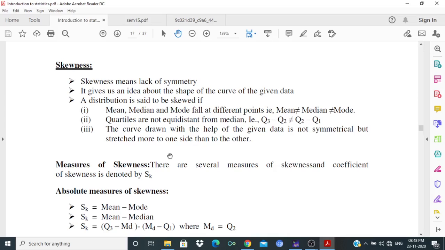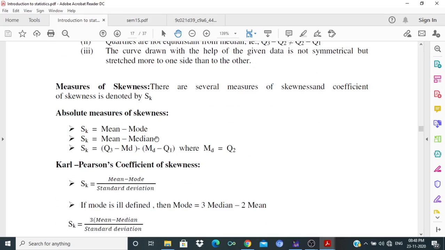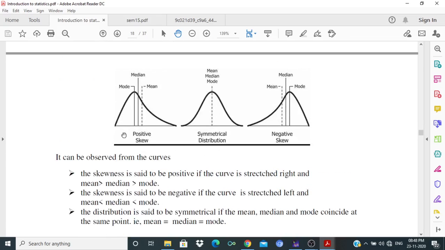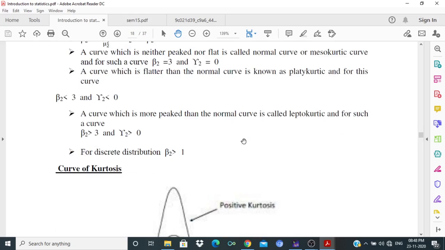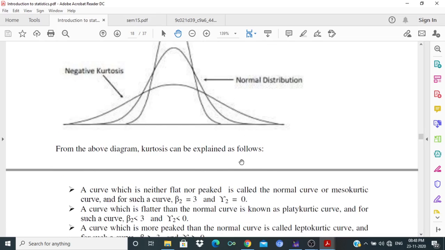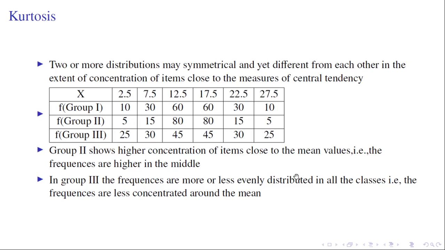This is skewness, lack of symmetry. Measures of skewness: Karl Pearson, Bowley's coefficient, moments measure. These are the different types of skewness: positive, symmetrical, negative skewness. Kurtosis: leptokurtic, mesokurtic, platykurtic curves. In this lecture, we have discussed different characteristics of frequency distribution: measures of central tendency, measures of dispersion, measures of skewness, measures of kurtosis.